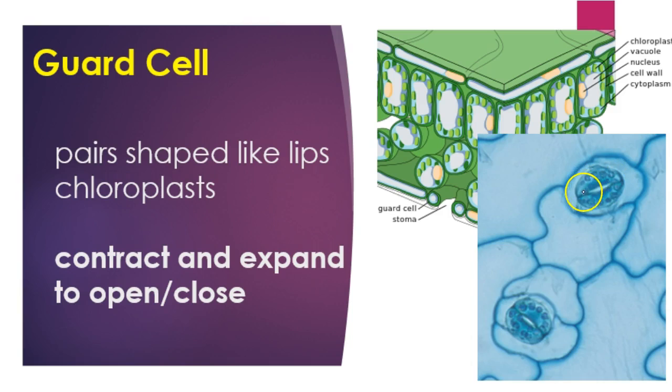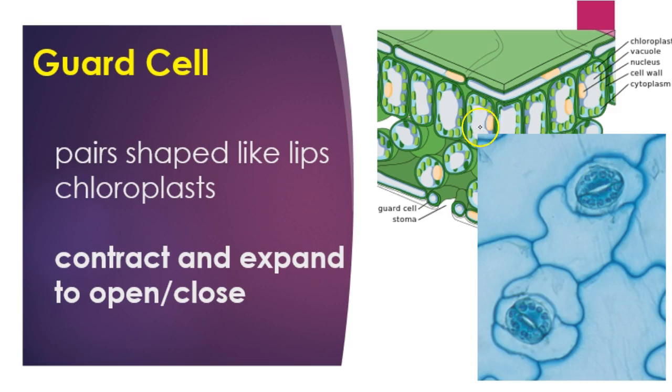Each one of these little cells is a guard cell, and if you look up close, it has, again, a lot of chloroplasts, but also mitochondria, because it expends a lot of energy opening and closing. It has a thick wall on it, and of course the shape of these lip-like structures helps improve its function.